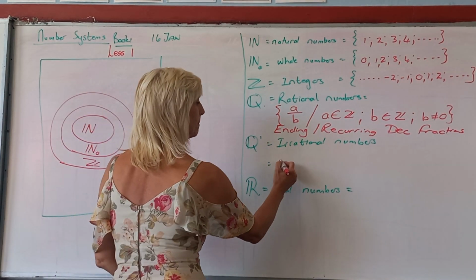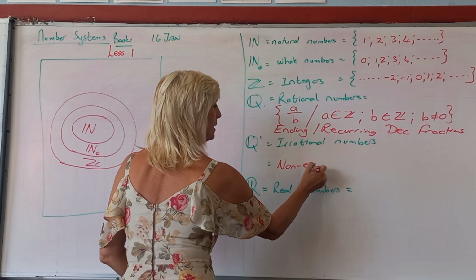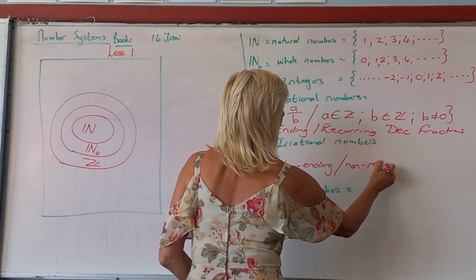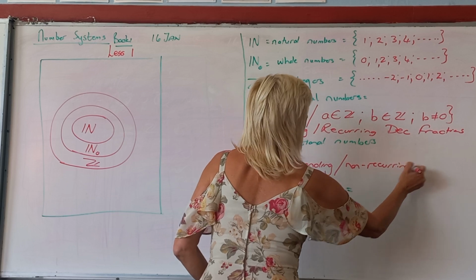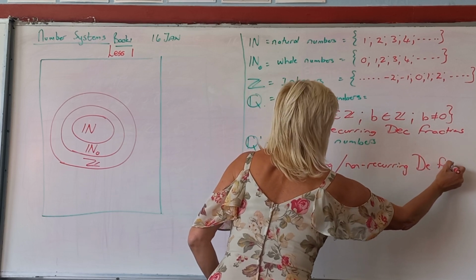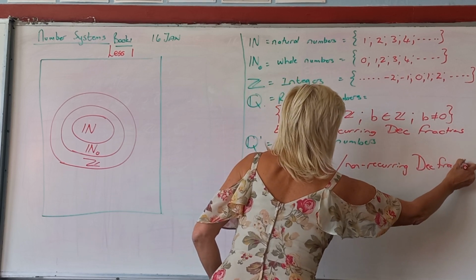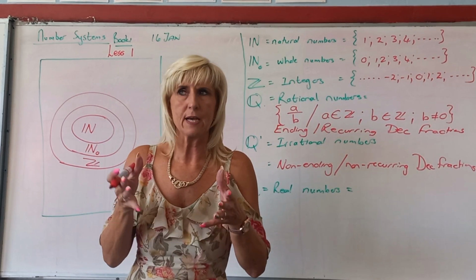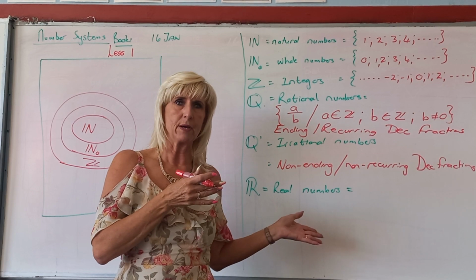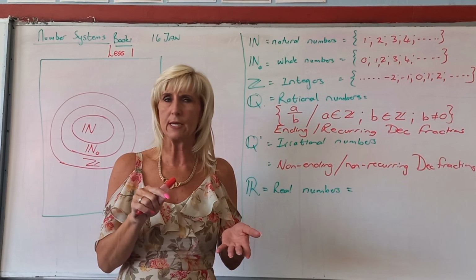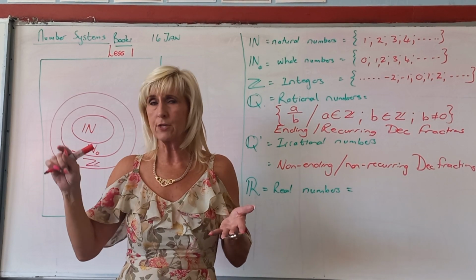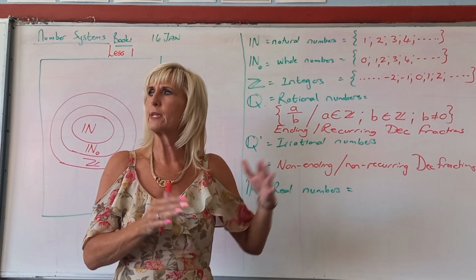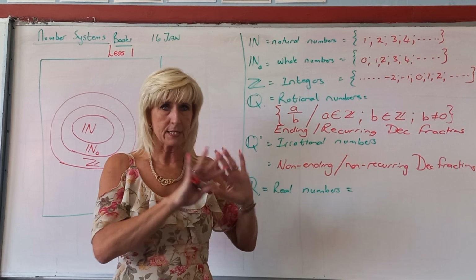Will be non-ending and non-recurring decimal fractions. So if you need to discern whether a number that I give you is a rational or irrational number, just go to your calculator and put SD. If it doesn't end and doesn't recur, it's irrational. If it does end or recurs, it is rational. That's the basis of it.